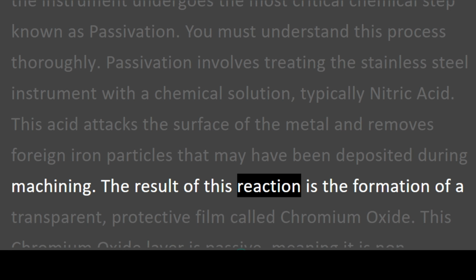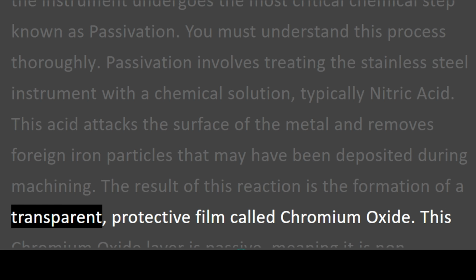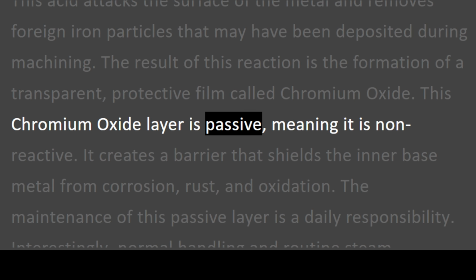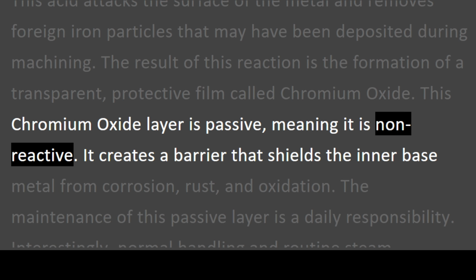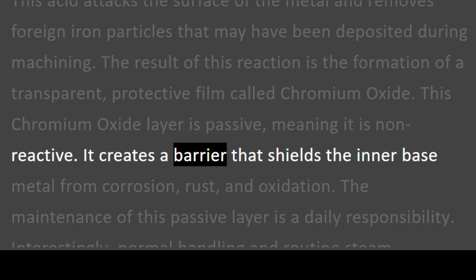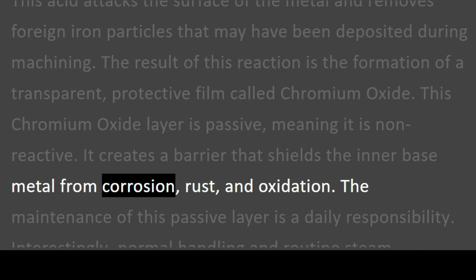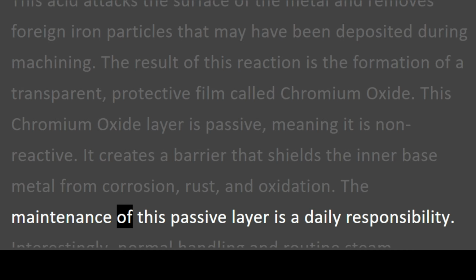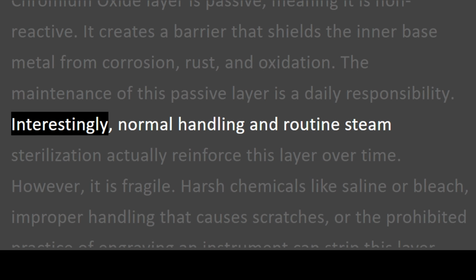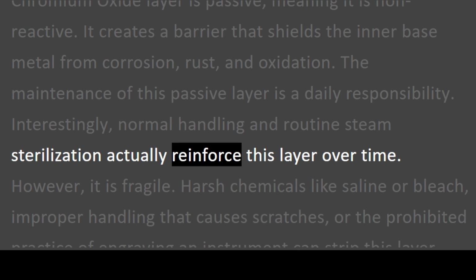The result of this reaction is the formation of a transparent, protective film called chromium oxide. This chromium oxide layer is passive, meaning it is non-reactive. It creates a barrier that shields the inner base metal from corrosion, rust, and oxidation. The maintenance of this passive layer is a daily responsibility. Interestingly, normal handling and routine steam sterilization actually reinforce this layer over time.